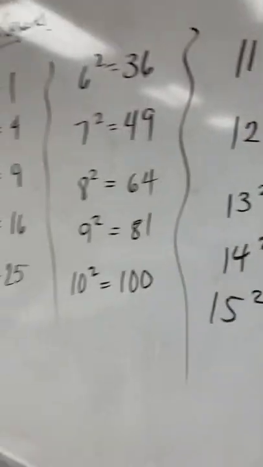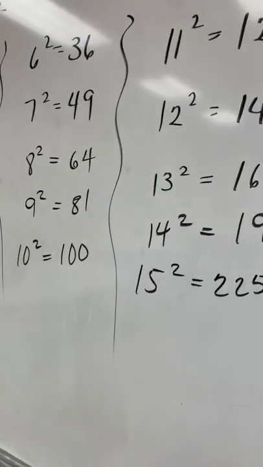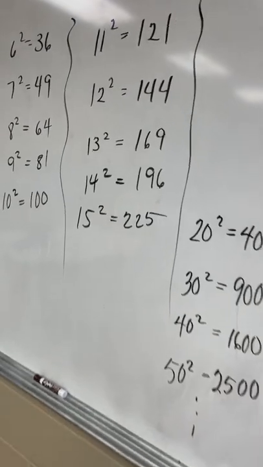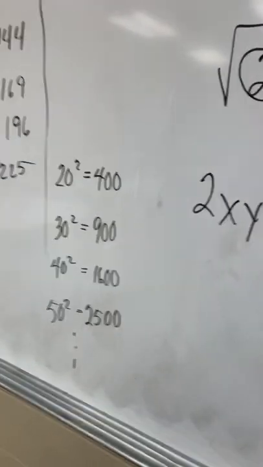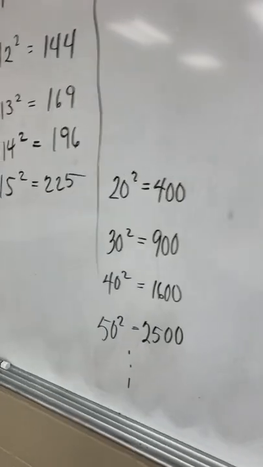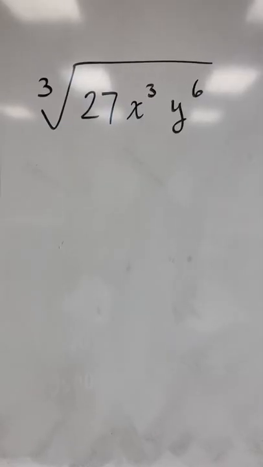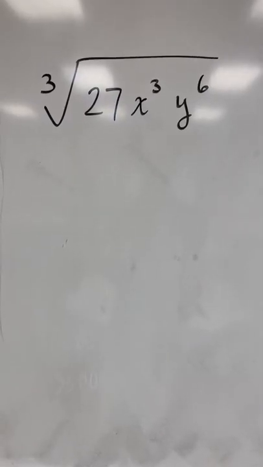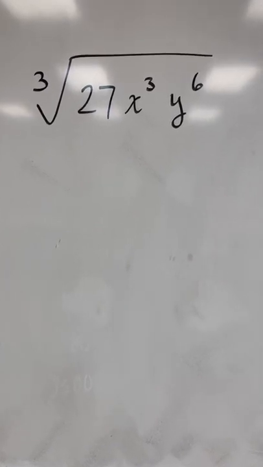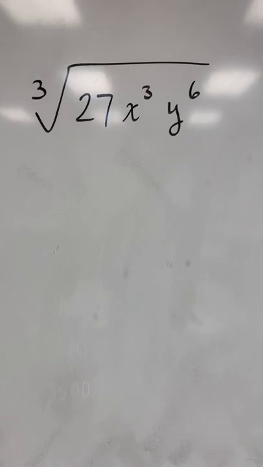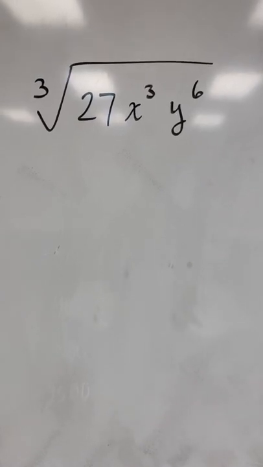So it's good to know these lists of numbers, because once we graduate past square roots, we can talk about cube roots. So I'm going to just look at one more example using the cube root, and then that's how it applies if you go up to your higher powers. So here's another radical expression that needs to be simplified. We have a cube root of 27x to the third y to the 6th. So we're not dealing with a square root anymore. We're dealing with a cube root.